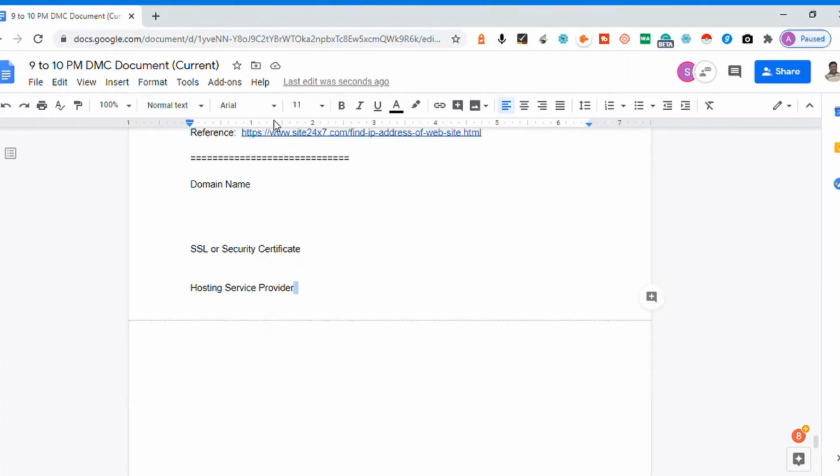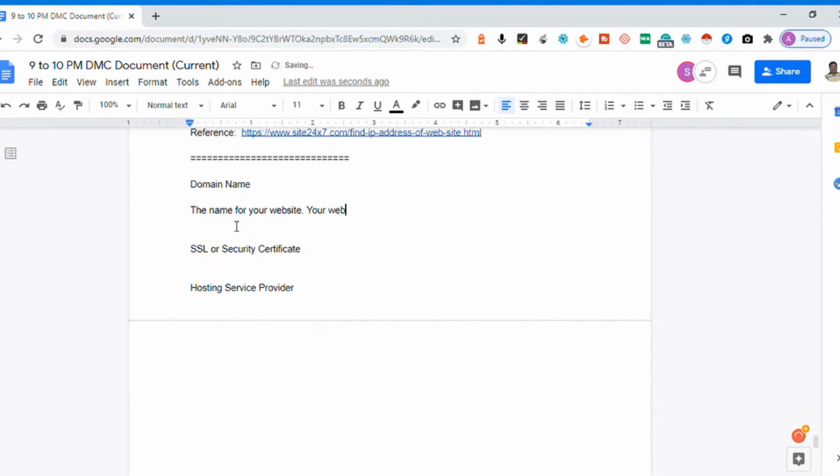Okay, the first thing we are going to discuss today is the domain name. A domain name is basically nothing but the name for your website. We call it a domain name because your website is going to discuss a particular domain.